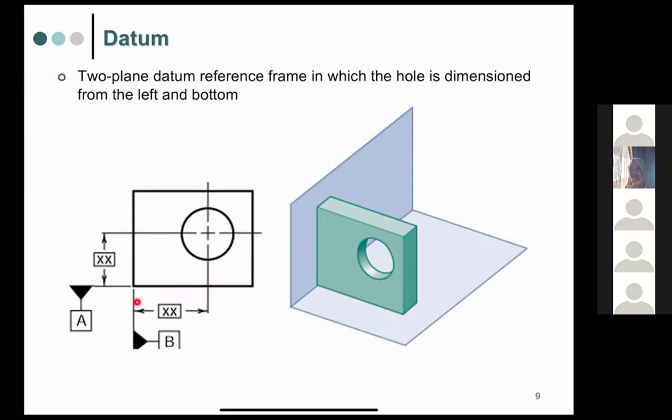So we have datum A. This is just to make sure that this part can attach to the reference here, horizontally. So this is datum A, and this one is datum B. Okay, and from the picture here there is a hole, and that's why for the hole we have a symbol which is the plus, or the center point.